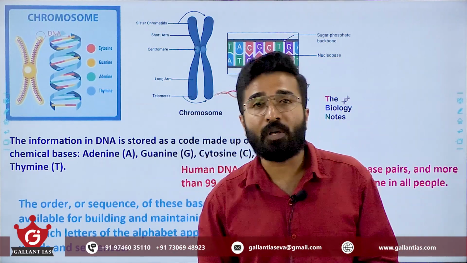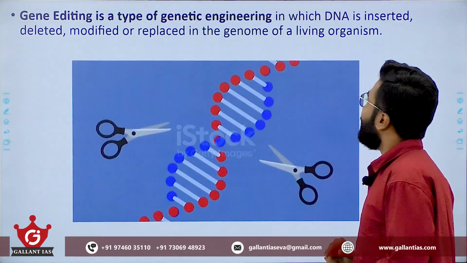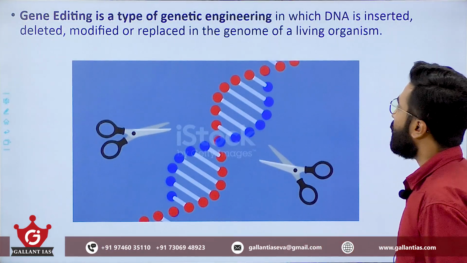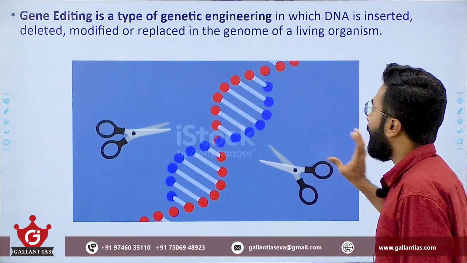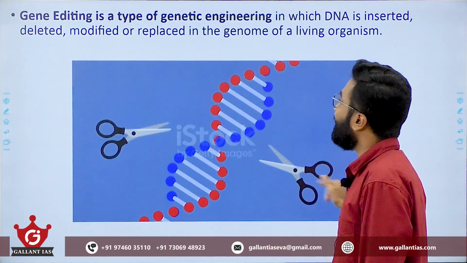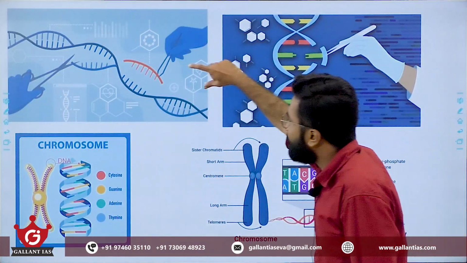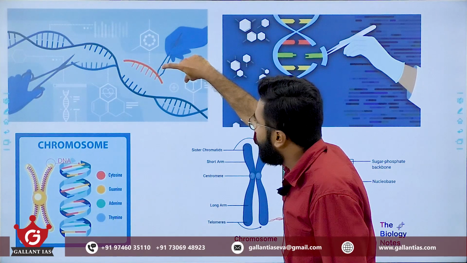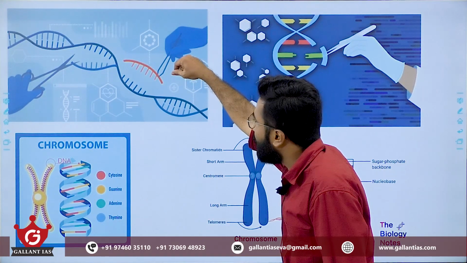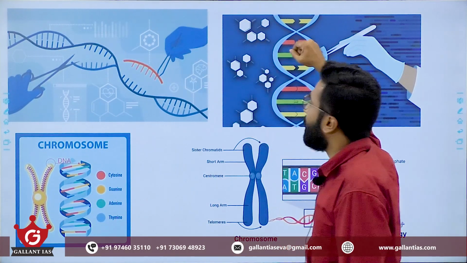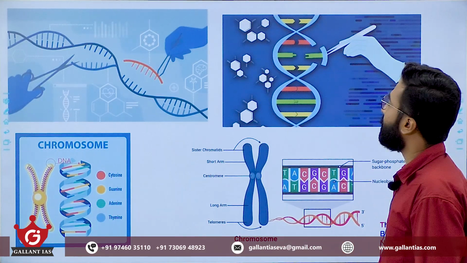So, what is the way out? We can do gene editing. We can use some molecular scissors to cut the defective part of the DNA and attach some healthy part of the DNA. We will see how we do that. This is the process we employ for that. We will be using the molecular scissor, removing the defective part of the DNA, and attaching some healthy part of the DNA.